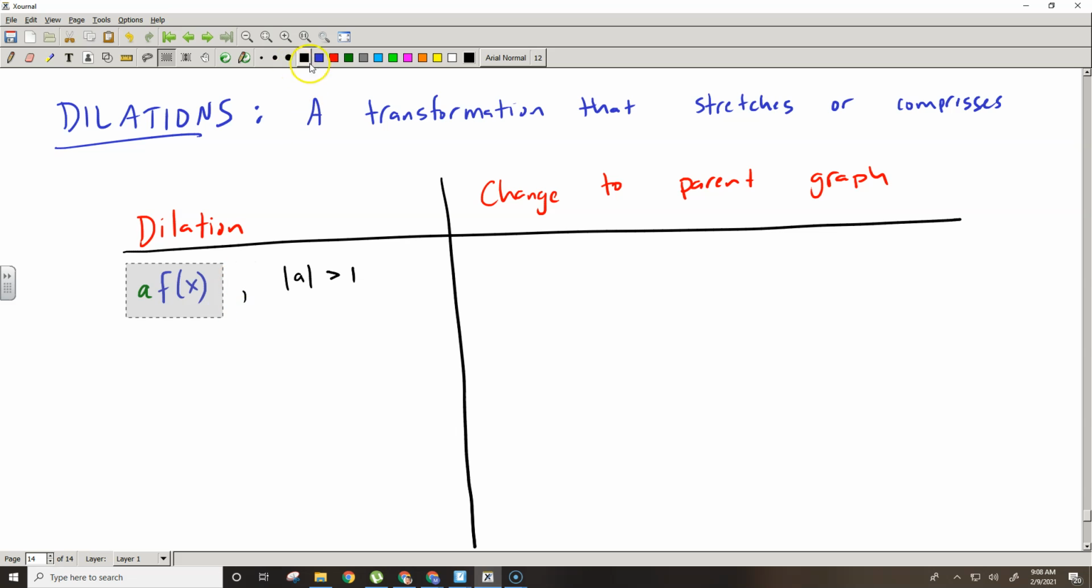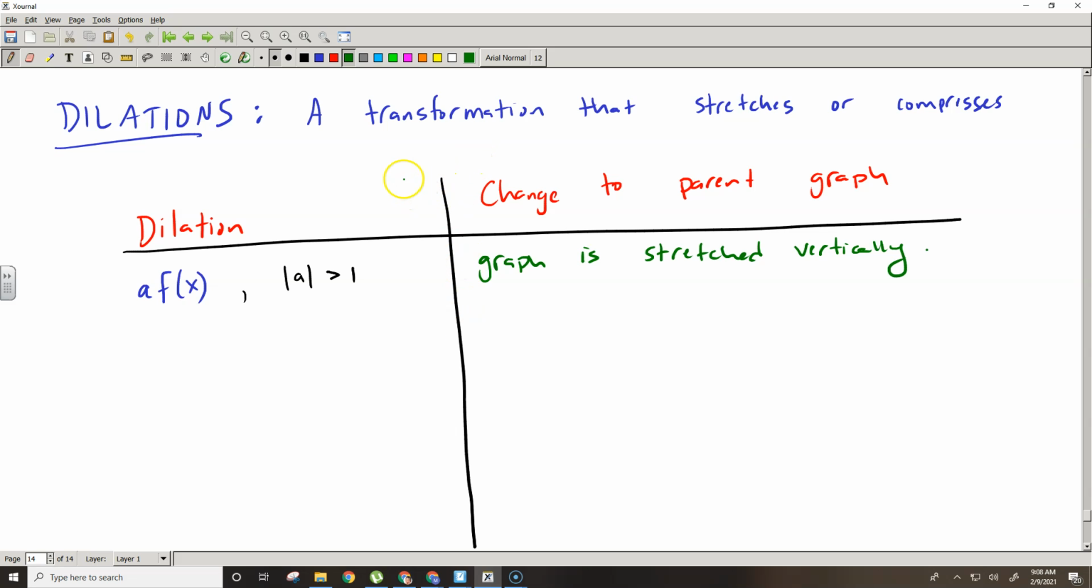I'll keep it all in blue. We're going to assume that the a value that we're multiplying by is bigger than 1. The absolute value is bigger than 1. And what does that do? That means the graph is going to be stretched vertically. So we're going to put that down. We're going to say graph is stretched vertically.